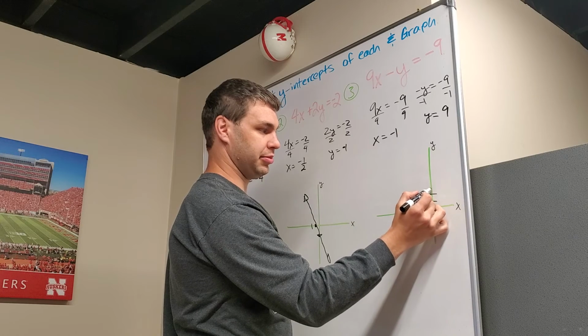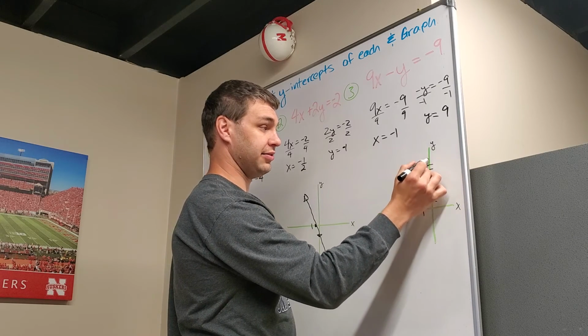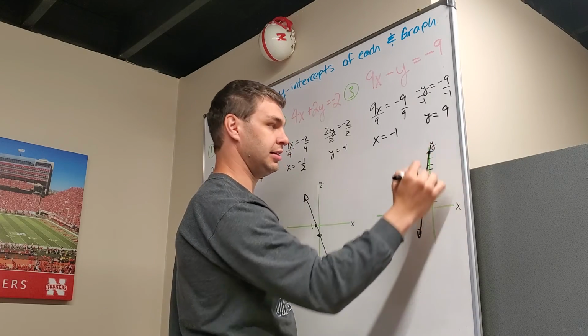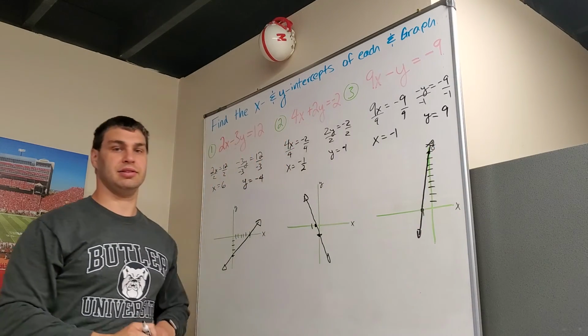So on the y-axis, I'm going to go up 9, 1, 2, 3, 4, 5, 6, 7, 8, 9. And connect those 2 dots. And that is how you graph using x and y intercepts.